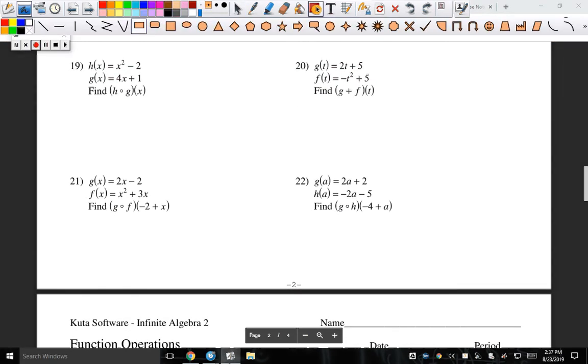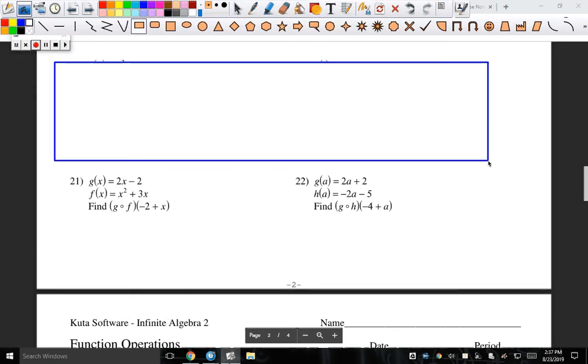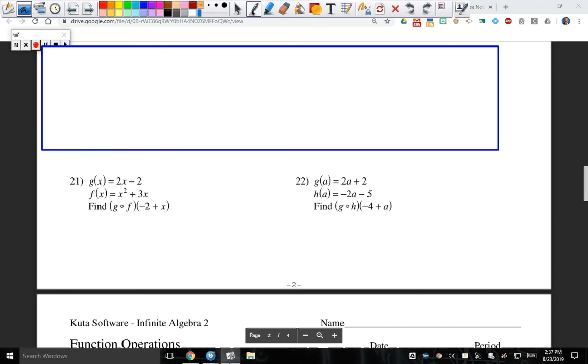And 21 looks like the following. 21 is asking, this is a really good question to go over. What is g of f of negative 2 plus x? So what I'm going to do is plug this input into f first. Remember that letter that was closest to it. So I need to find, in f, where it is accepting these inputs.